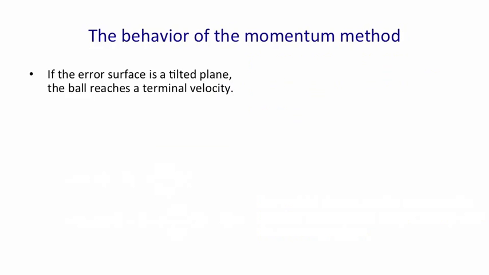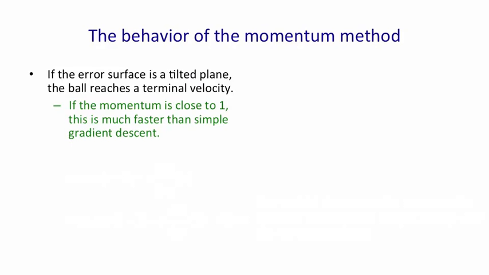The behaviour of the momentum method is very intuitive. On an error surface that's just a plane, the ball will reach some terminal velocity at which the gain in velocity that comes from the gradient is balanced by the multiplicative attenuation of the velocity due to the momentum term, which is really viscosity. If that momentum term is close to 1, then it'll be going down much faster than a simple gradient descent method would.